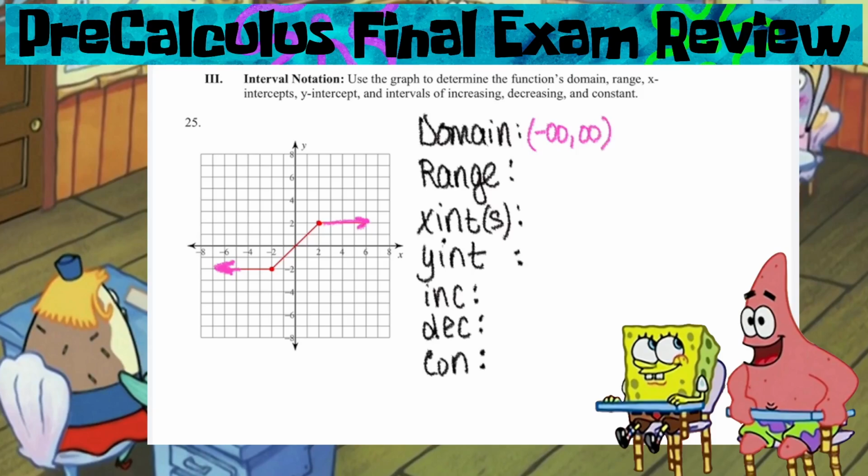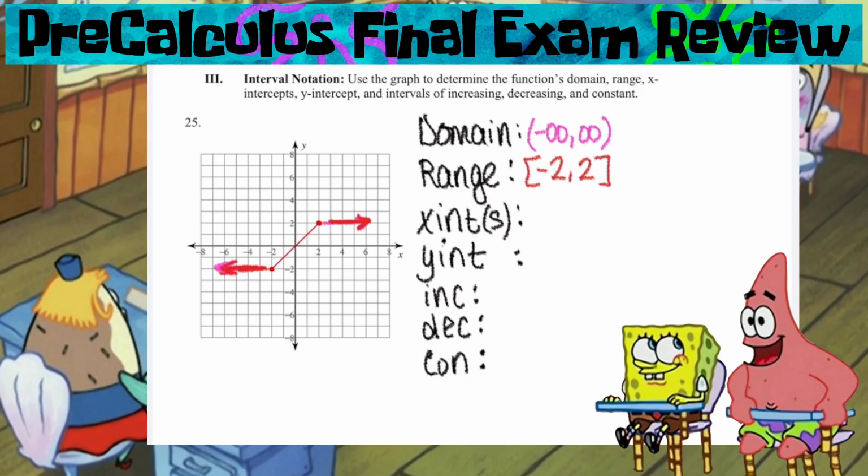My range, I'm looking at from the bottom, the lowest, to the top, the highest, and whether there are any gaps or breaks. My range is going to go from -2 with a bracket because I'm including -2. Parentheses are reserved for when we are not including something, so I can never reach infinity, so I can't include it. And then I'm going to go up until 2. So my range is my y values that I'm using. So it went from -2 until 2.